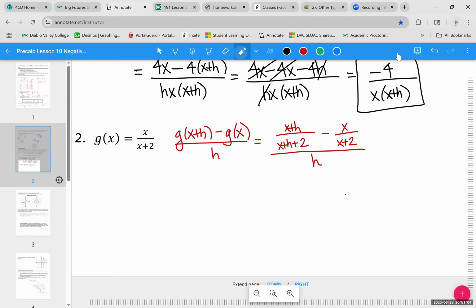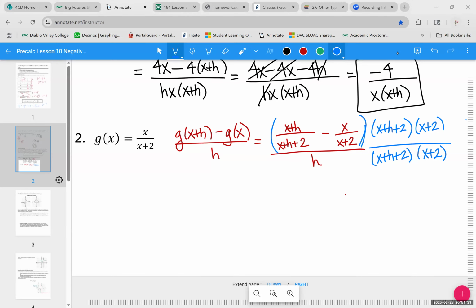All right, we've constructed our complex fraction, and now I'm going to look at my denominators and try to find my LCD. Since I can't factor either of those, my LCD is going to be this kind of long x plus h plus 2 times x plus 2, all over x plus h plus 2 times x plus 2. All right, go ahead and pause here and keep simplifying.